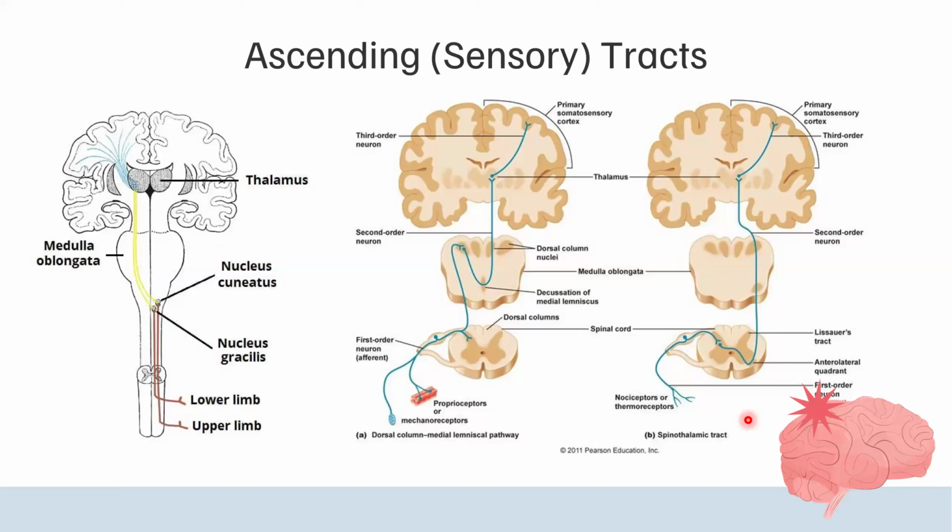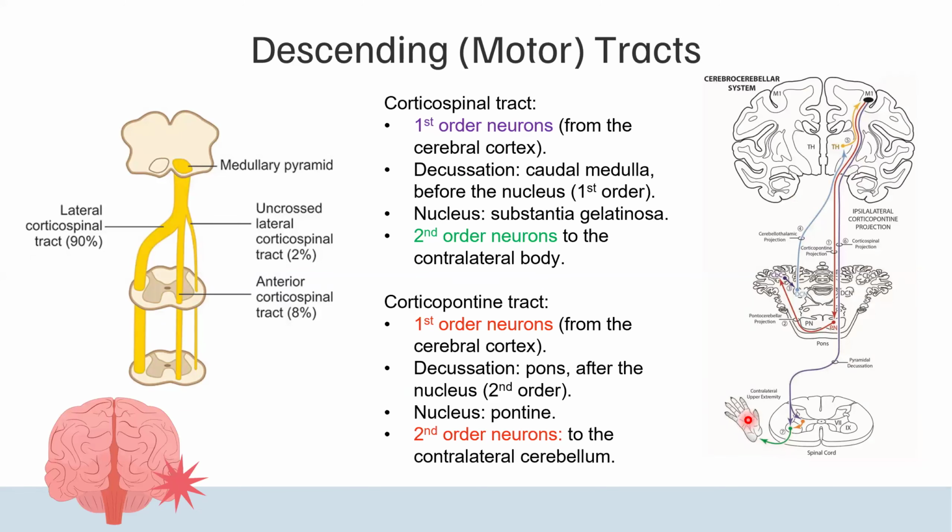Now, our descending or motor tracts are slightly different because now we're no longer just talking about things coming from the spinal cord, right? We want to relay things back down. We want to be able to actually communicate again. So let's look at the ones that we do have from the spinal cord. First of all, we have the corticospinal tract.